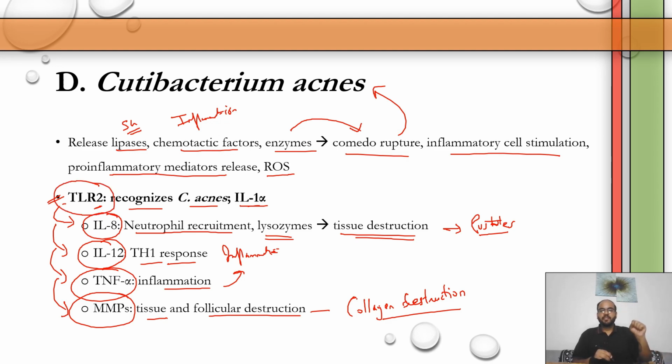Okay, so again, repeat after me. Activation of toll-like receptor 2 by C. acnes and interleukin-1 alpha leads to interleukin 8, which will cause neutrophils, interleukin 12, which will lead to Th1 response, TNF alpha, which will lead to inflammation, and MMPs, which will lead to destruction of the dermal tissue. Clear? These 4 points, remember these 4 points, and you will recognize how Cutibacterium acnes can lead to worsening of acne. One additional point I would like to mention is toll-like receptor 2 is also responsible for steroid-induced acne. I think I got this one question in one SR exam. So steroid-induced acne is mediated by toll-like receptor 2. Let's move forward.